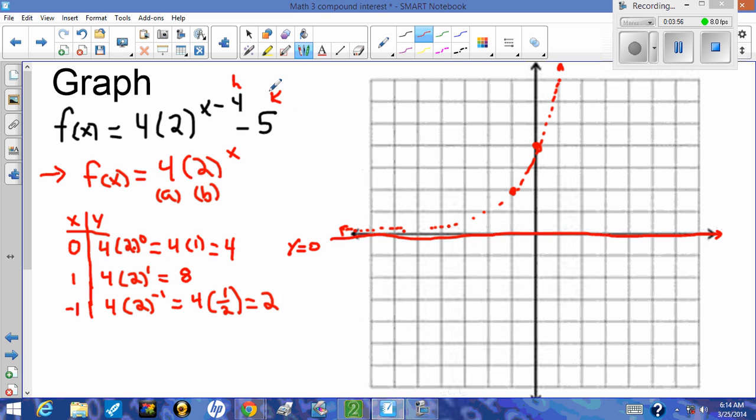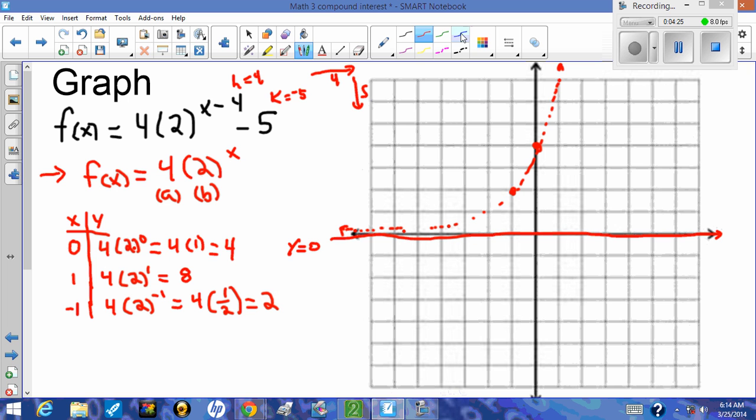So we're going to move all our points. In this case, H is 4. It's following the minus sign. We like to look at it as the opposite. Opposite of negative 4 is positive 4. So since H is 4, we're going to move each point 4 in the positive direction. And K is negative 5. So that means we're going to move our points down 5. So 4 to the right and 5 down.